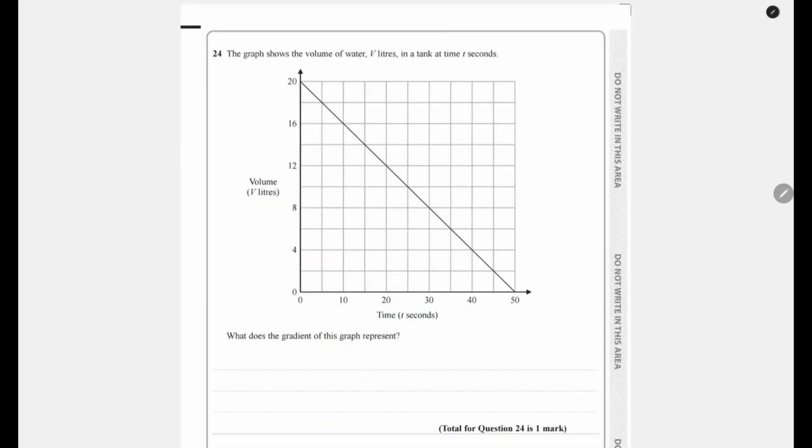Question 24 says the graph shows the volume of water V liters in a tank at time t seconds. What does the gradient of the graph represent? Well, the gradient is just the rate, or how fast. In our case, how fast the water is poured. So the gradient represents the rate at which the water is poured.